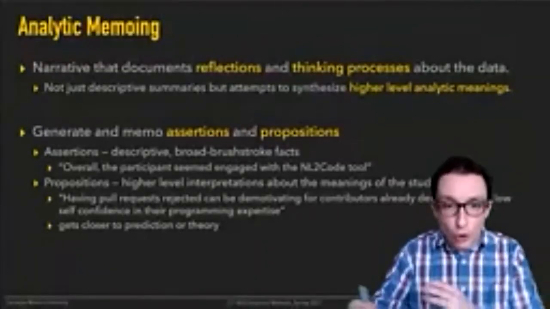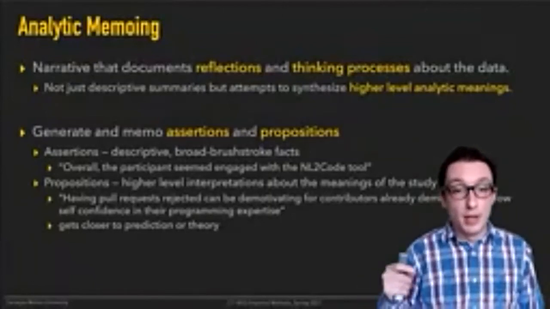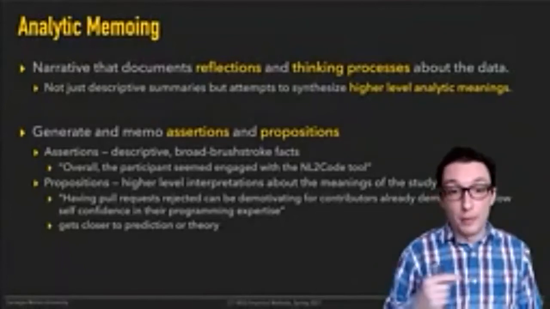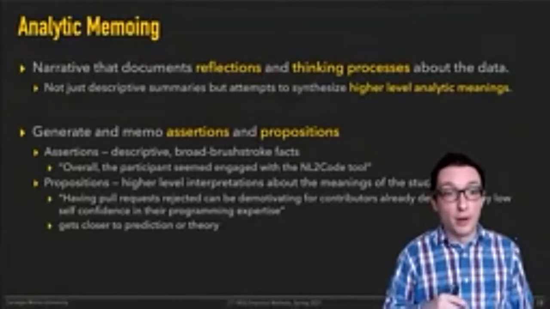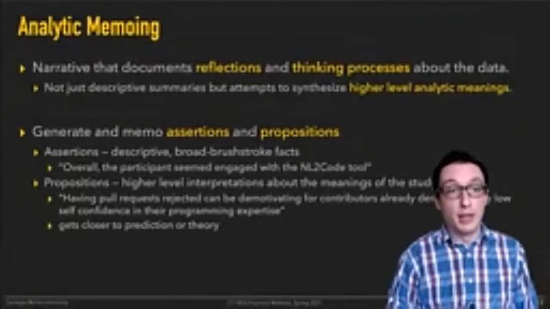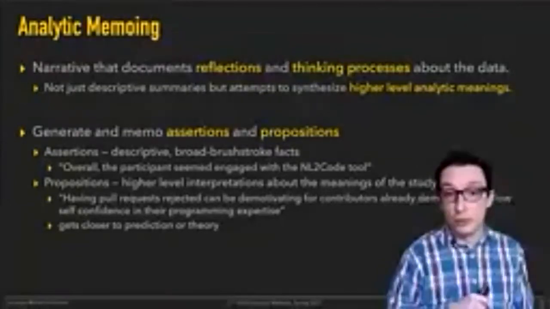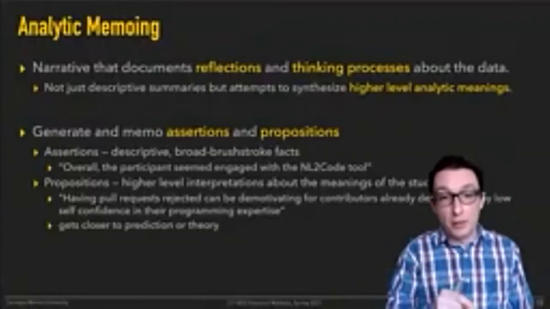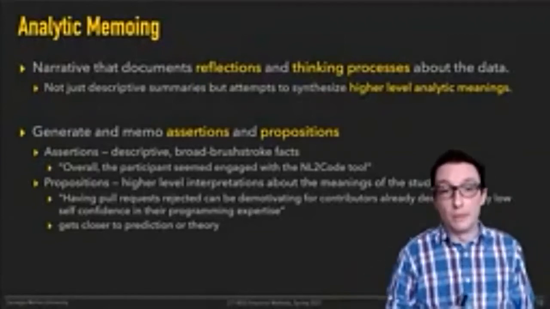Essentially this helps you form the theory that we talked about before. So you can think about including assertions and propositions. Assertions are basic descriptive things. It's just facts. For example, an assertion could be that overall the participant seemed engaged with the NL2 code tool that Stu built, if you remember the example from a few lectures ago. It's a summary, it's a fact. The participant seemed engaged, seemed to enjoy using the tool.